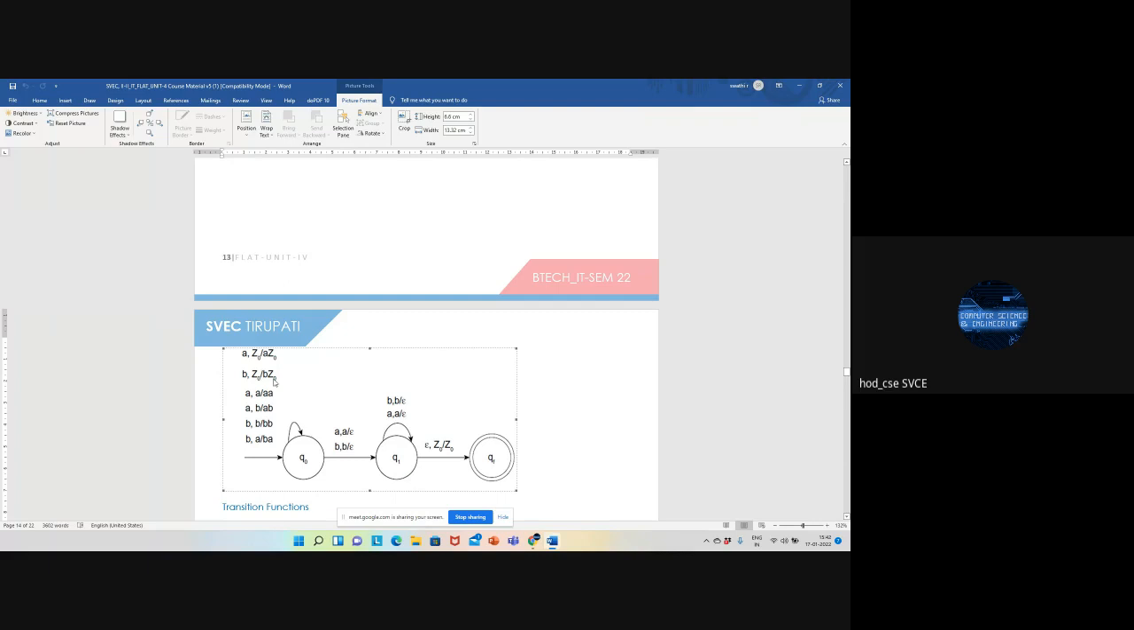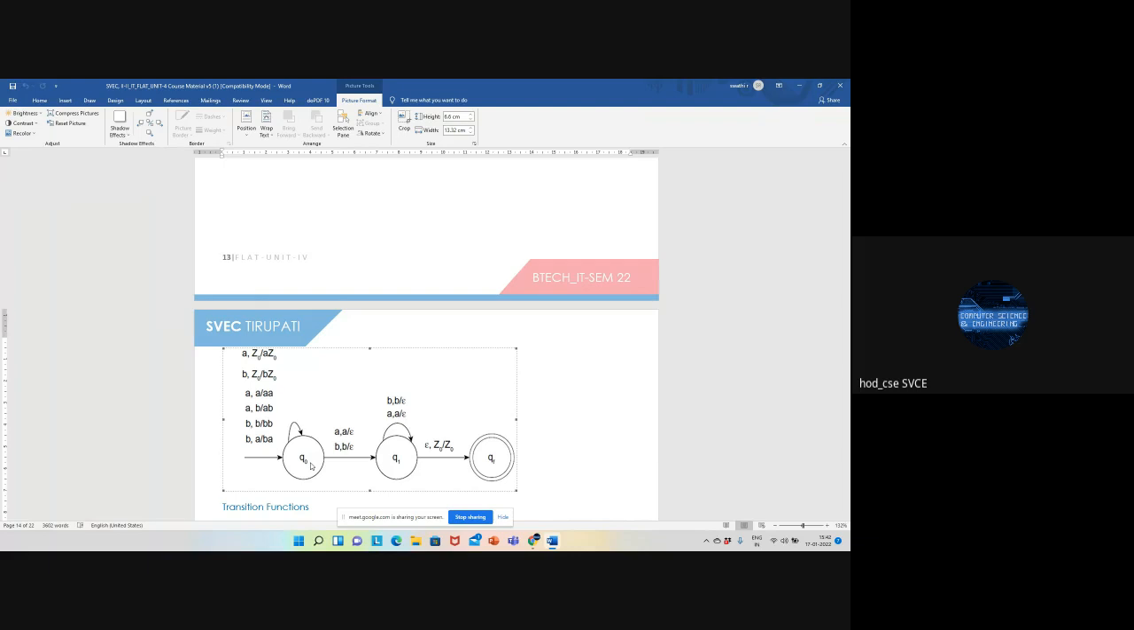Then after A we may get A or B. See this transition, the third one. After A we may get A in the string, or after A we may get B. We simply push A and B onto the stack. Same for B also: after B we may have A or B, and we simply push that onto the stack in Q0. All the things we push onto the stack as long as we are in Q0.